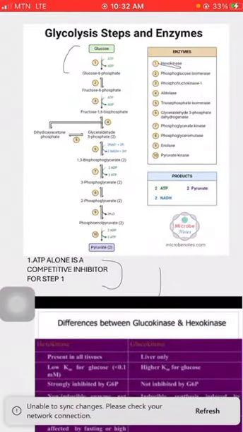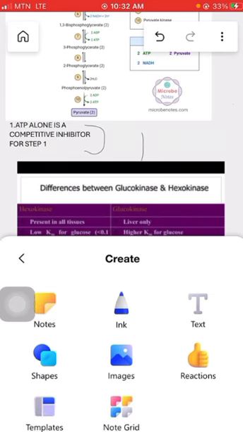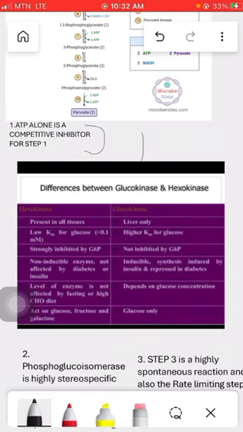Let's look at the differences here. Look at this picture. You can see that the hexokinase is present in all tissues, but the glucokinase is present in only the liver. And you can see that this hexokinase that I'm talking about doesn't only work on glucose. It can work on fructose too, and galactose too, as you can see. But the glucokinase only works on glucose.